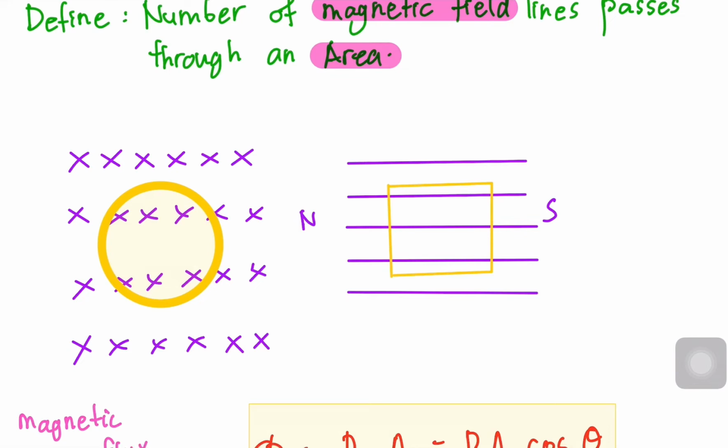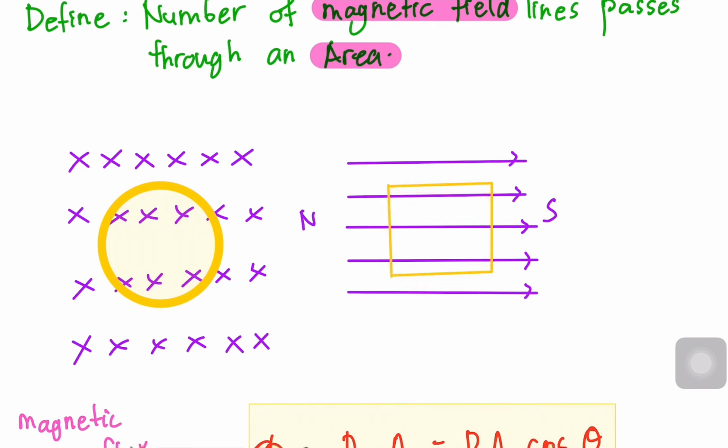For this part here, we have north on this side and south here. In what direction is the magnetic field? It will be to the right. Now we have a rectangular coil. How much flux is there? 1, 2, 3 magnetic flux, because we have 3 magnetic field lines that pass through the area here.